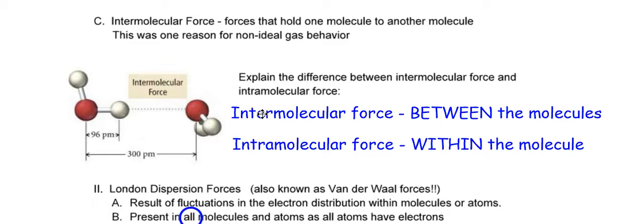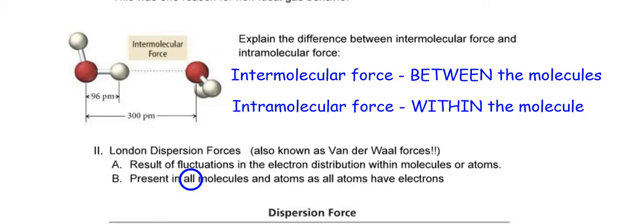So what kind of forces are there? There's really three main kinds of forces when we talk about covalent compounds. The first one is called London dispersion forces, otherwise known as van der Waals forces. Johann van der Waals came up with an explanation as to how you can liquefy gases, talking about how we can increase attractions between these molecules. It's a result of fluctuations in the electron distribution within molecules or atoms. Notice I circled the word all. Every single molecule and every single atom will have these London dispersion or van der Waals forces.